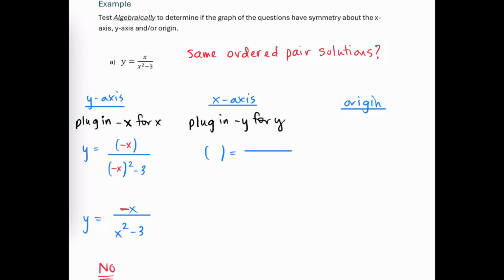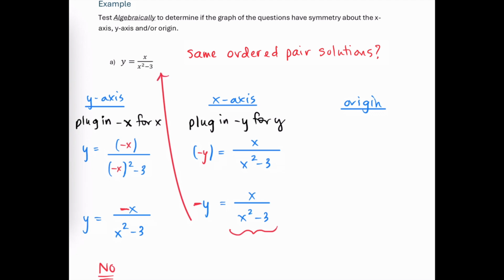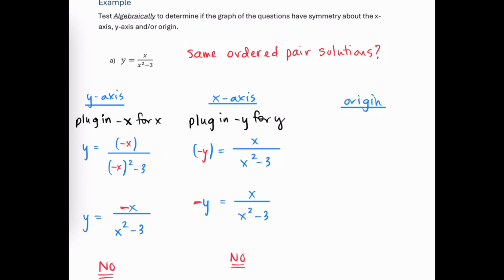So we open up a hole for the y, we do not change the x's in the original equation, and we're going to plug in negative y for the y values. Now we simplify to see if algebraically the equation has the same collection of ordered pair solutions. But with the negative here on the left-hand side and no change to the right-hand side, remember we're comparing back to the original equation, this is not going to have symmetry over the x-axis. But even though it does not have symmetry over the y-axis, and it does not have symmetry over the x-axis, it still could have symmetry over the origin, and we definitely need to test this.